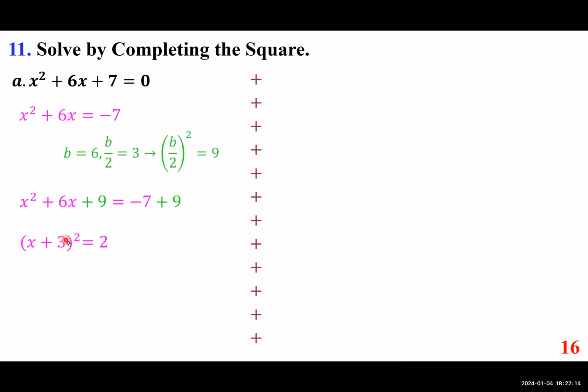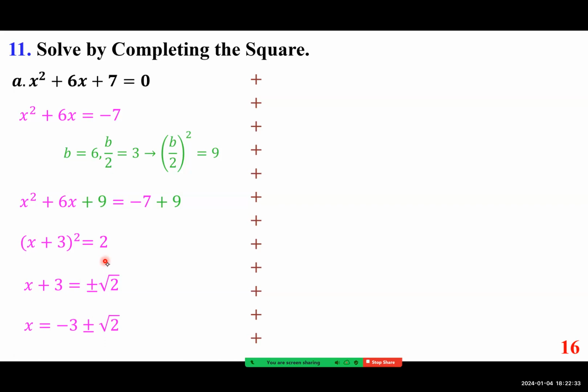All right. Now, the rest is simple. Take the square root of both sides. And the right side is plus minus square root of 2. You use the plus minus for one side and move the 3. And this is the exact answer. This is the precise answer.